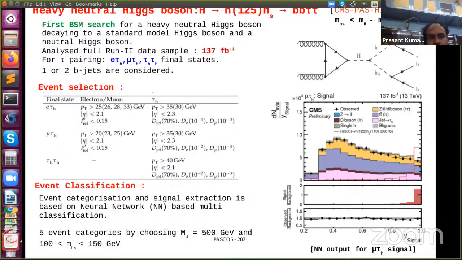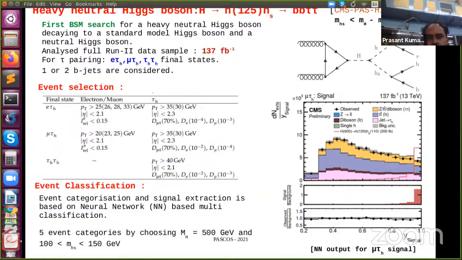So for the offline event selection targeting these three categories, we have a selection on the transverse momentum of the electron or muon, and also the transverse momentum of the hadronic tau, which are basically according to the online single electron or single muon trigger. And for the isolated electrons and muons, isolation cuts have also been applied.